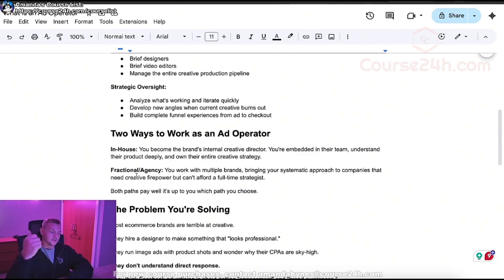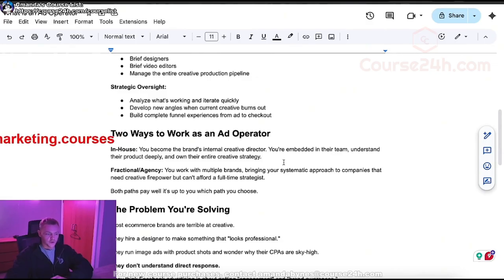Now, there's two ways to work as an ad operator, and both are super lucrative and they both pay super well. The first one, which is actually the one that I would recommend most people do, is in-house. You become a brand's internal creative director or creative strategist. Now, there's some teams that have got multiple creative strategists. You're probably not going to be the creative director straight away, but you're embedded in their team. You only work for that brand. You understand them and you understand their full creative strategy, and you are essentially an employee.